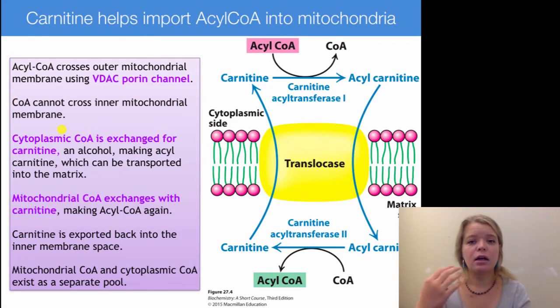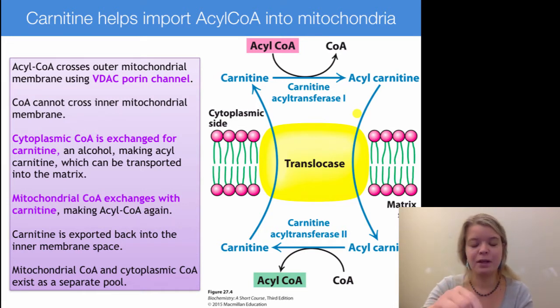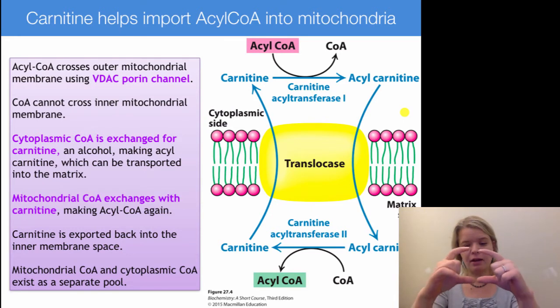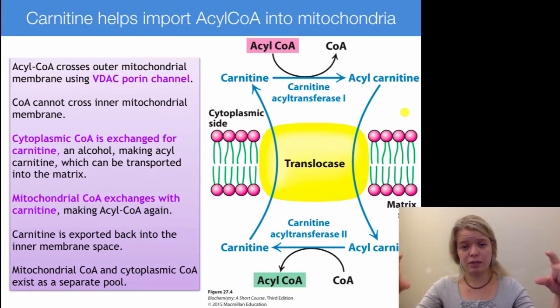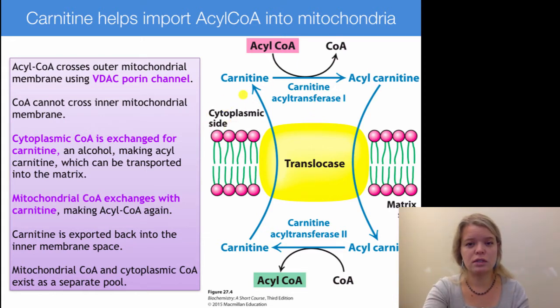So instead, a shuttle is used, and the shuttle's name is carnitine. Carnitine reacts with acyl-CoA, releasing the cytoplasmic CoA, which can then diffuse back through the VDAC pore into the cytoplasm, and making acyl-carnitine. And this reaction is catalyzed by carnitine acyltransferase 1, which is the one you find in the intermembrane space of the mitochondria. So this whole business about the cytoplasmic side, not true. This is the intermembrane space.